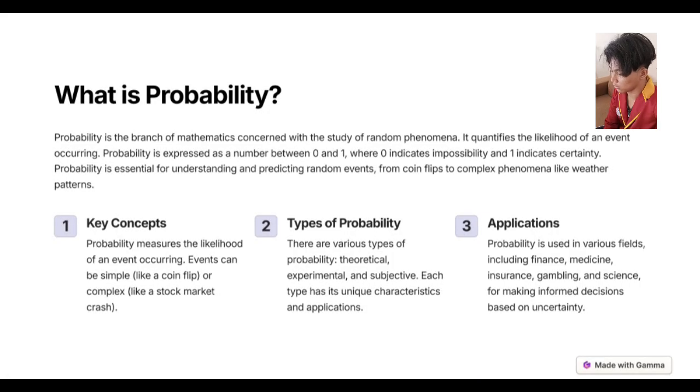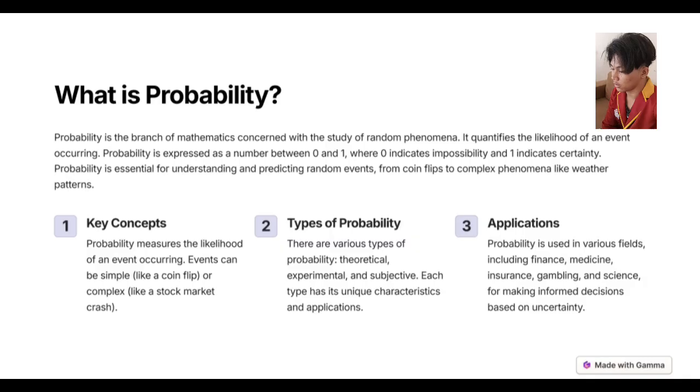What is probability? Probability is the branch of mathematics concerned with the study of random phenomena. It quantifies the likelihood of an event occurring. Probability is expressed as a number between 0 and 1, where 0 indicates impossibility and 1 indicates certainty. Probability is essential for understanding and predicting random events, from coin flips to complex phenomena like weather patterns.